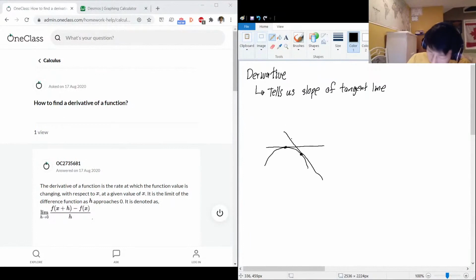The derivative tells us the slope. So that's the run, that's the rise, and slope equals rise divided by run. Another way that we can see the slope of a tangent line, it can also tell us the instantaneous rate of change.